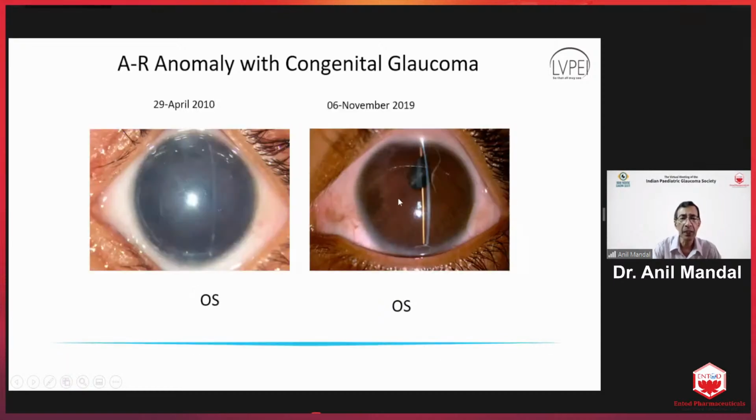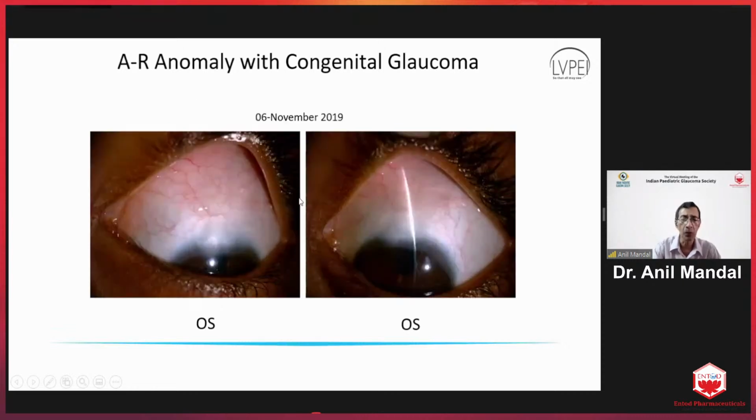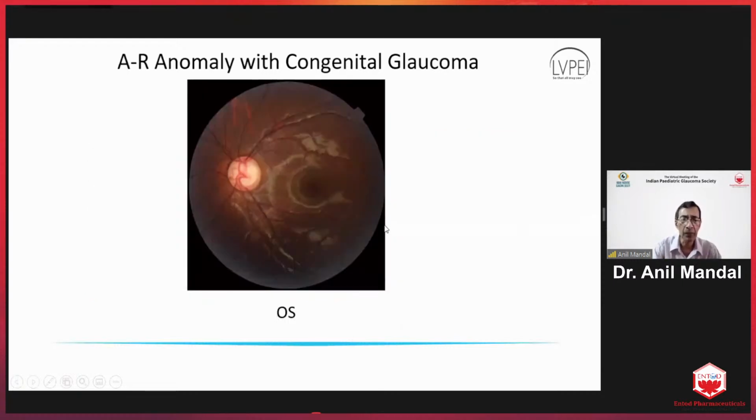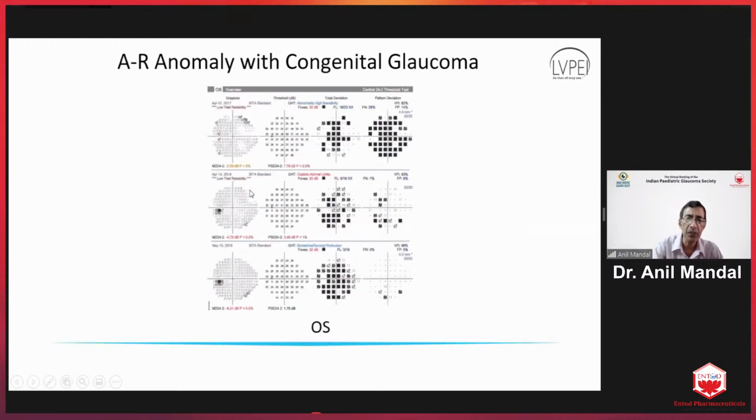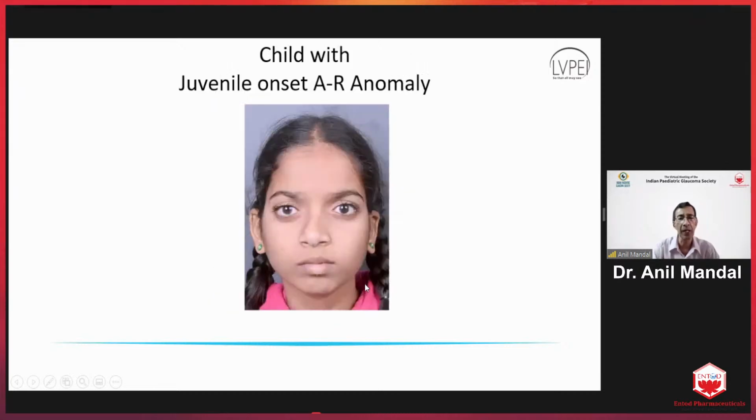This is the preoperative versus postoperative appearance of the left eye, which is the only eye now. The bleb appearance is satisfactory. We have not used antimetabolite in the primary surgery. This is the disc appearance of the eye. This is the field charting, showing good visual field for the left eye.